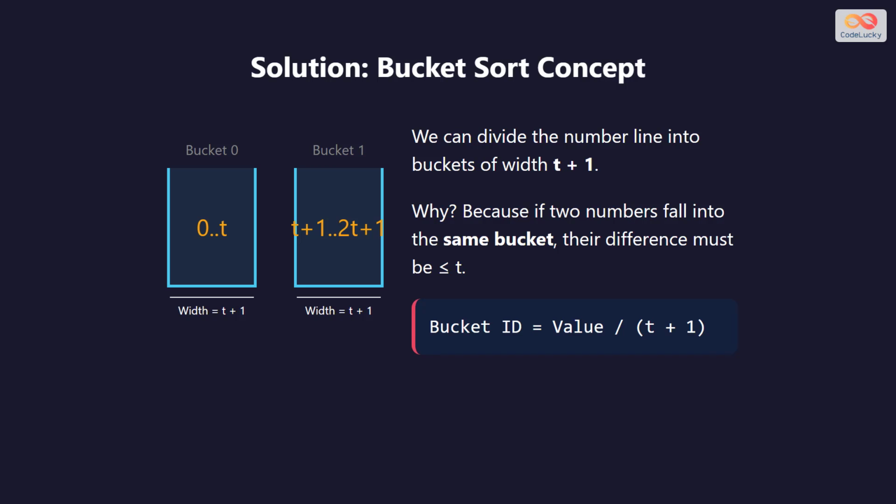To check this efficiently, we use a bucket strategy. We divide the number line into buckets of width t plus 1. If two numbers fall into the same bucket, their difference is guaranteed to be at most t.